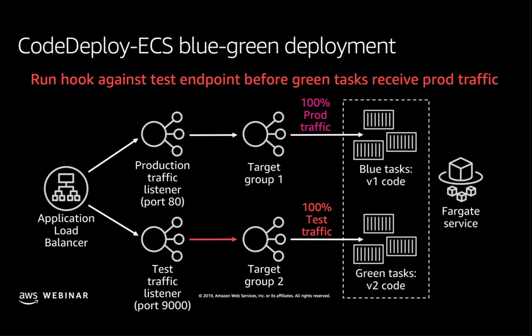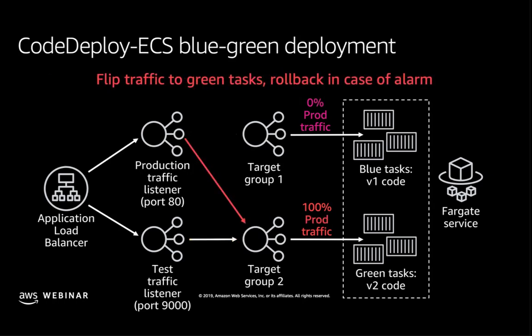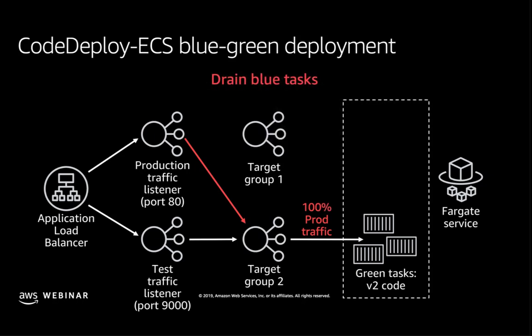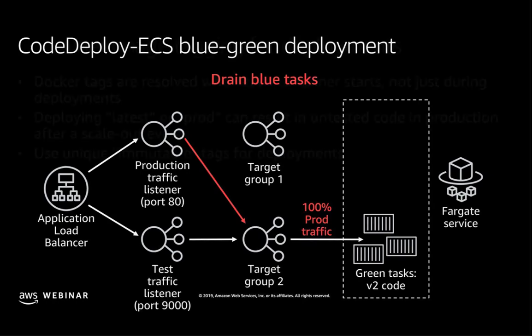And as soon as that is finished, we're going to run one of these hooks that's a Lambda function against the test endpoint to make sure that the green tasks are acting as expected. So if that is in fact the case, then the production traffic listener that's on port 80 flips over to the new target group with the new tasks on it. And if something fails at that point, you can also roll back to the original target group. And then you drain the blue tasks. So as traffic basically drains from the original tasks, you terminate those tasks.